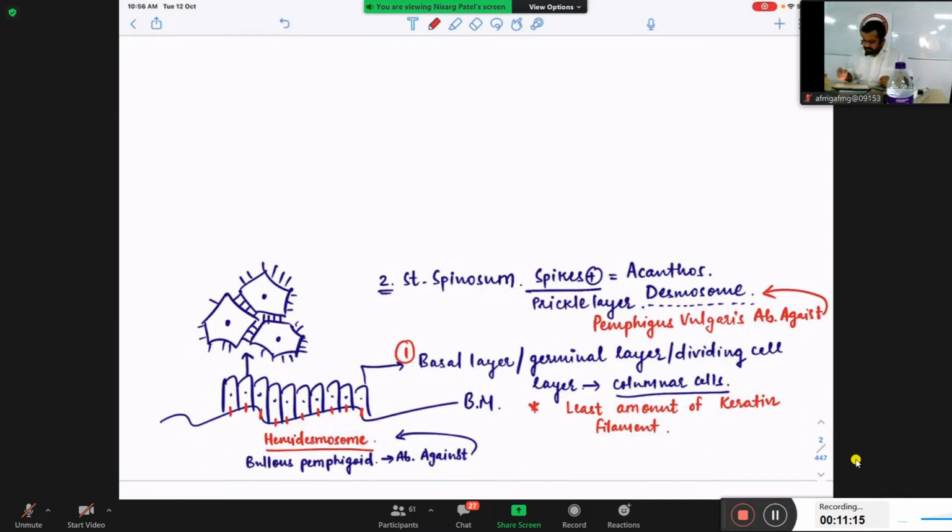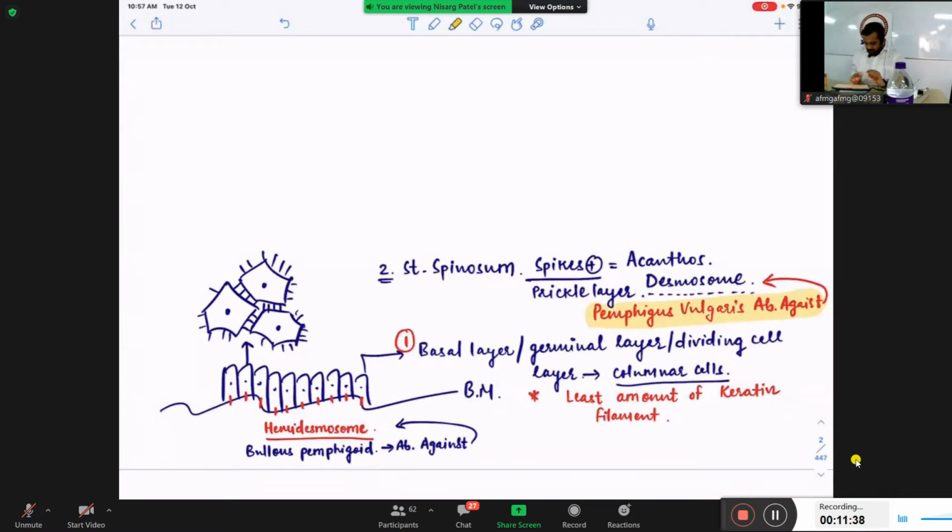So if in this disease they are forming antibody against desmosome, can I say it will cause acantholysis, right? Because it will rupture the desmosome, and because of the rupture of desmosome, I will say in pemphigus vulgaris there will be acantholysis. Will I see acantholysis in just pemphigoid? No, because this protein is on the basement membrane, not between the two keratinocytes. Okay.